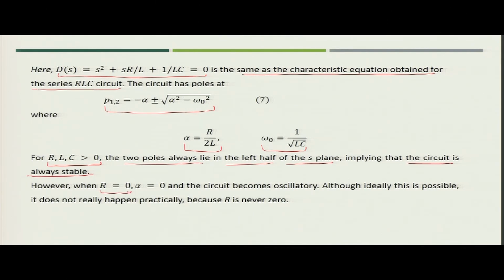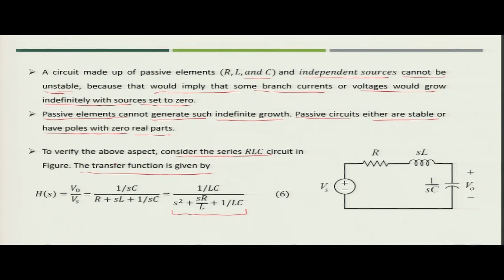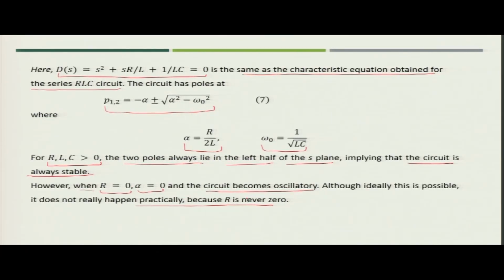However, when R is equal to 0, that is alpha is equal to 0, the circuit becomes oscillatory. Although ideally it is possible, it does not happen practically because R will never be 0. When alpha is equal to 0, this condition applies: the passive circuit will have poles with 0 real parts. So when the poles lie on the imaginary axis, the real part is 0 and the response would be oscillatory.